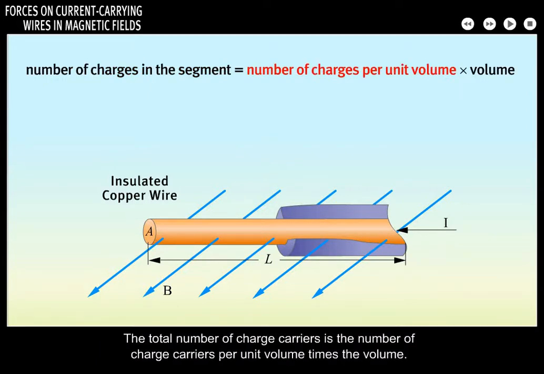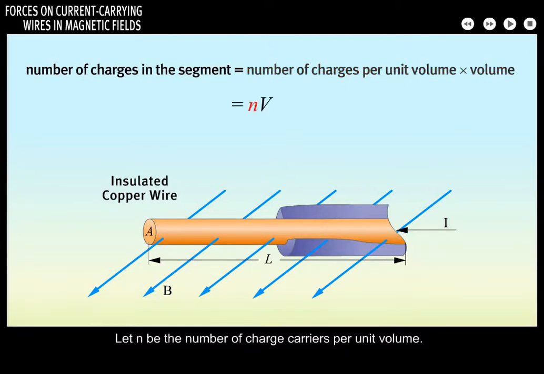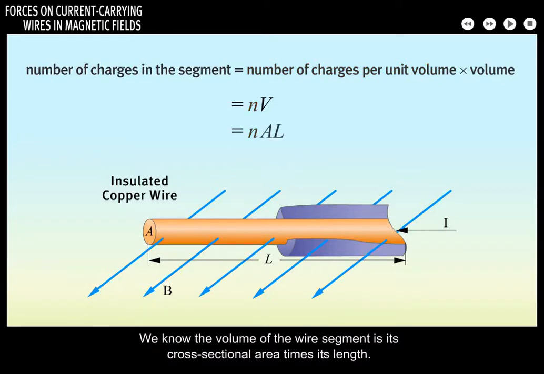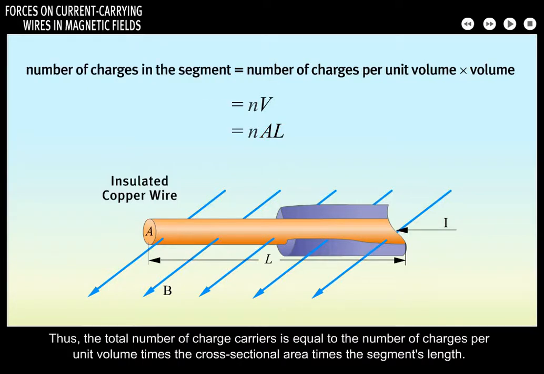The total number of charge carriers is the number of charge carriers per unit volume times the volume. Let n be the number of charge carriers per unit volume. We know the volume of the wire segment is its cross-sectional area times its length. Thus, the total number of charge carriers is equal to the number of charges per unit volume times the cross-sectional area times the segment's length.